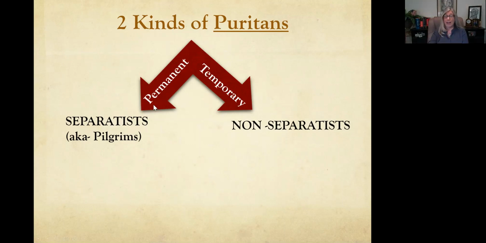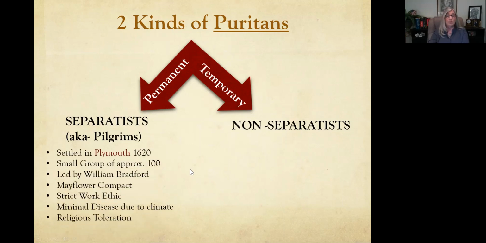They are permanently breaking from the Church of England. They will never, ever go back, right? So these are all Puritans. They are upset. They are dissenting from the Church of England because of its Catholic characteristics. But these separatist Puritans will permanently break away. They have no interest in going back and rejoining the Church of England. So they come on the Mayflower and they will settle in the Plymouth colony in 1620. Fairly small group, maybe about 100 people. There were 3 ships that come.